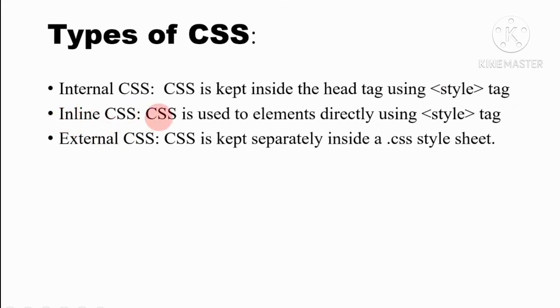Next one is inline CSS. Inline CSS is used directly on elements. For example, if you want to change a paragraph, you directly use the paragraph tag, then after the P tag you use style and give your property. Next one is external CSS, which means CSS is kept separately inside a .css style sheet page. This is the external CSS.